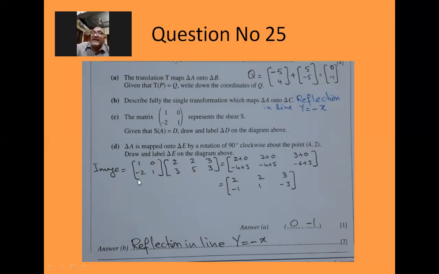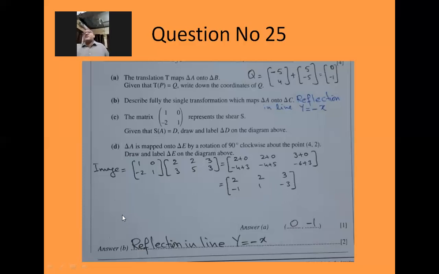Now it's the turn of the second row. It will be -2 into 2, so -4, plus 3. Then you have -4 plus 5. Then you have -6 plus 3. So it will be 2 plus 0, that will be 2, -4 plus 3, that will be -1, 2 plus 0, that will be 2, -4 plus 5, that will be 1, 3 plus 0, that will be 3, -6 plus 3, that will be -3. So the image coordinates are (2, -1), (2, 1), and (3, -3).